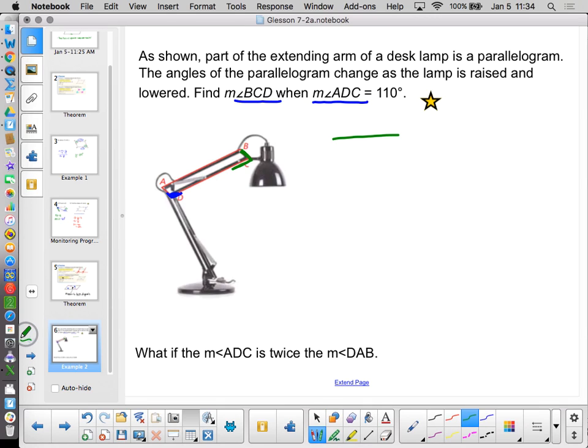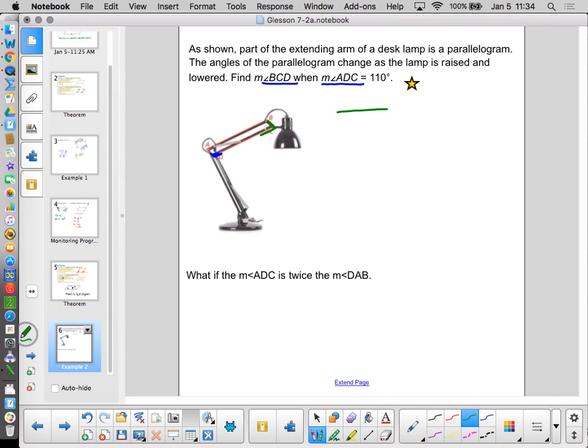Now that we've done that, hopefully you came up with the correct answer there. Not too tough at 70. How about this one? What is the measure of angle ADC when it's twice the measure of angle DAB? Okay, DAB being this angle right here.